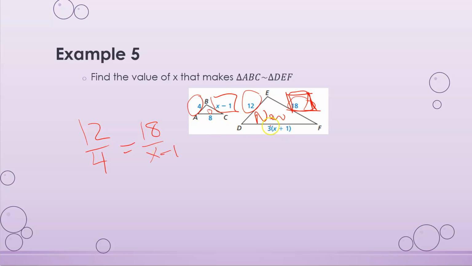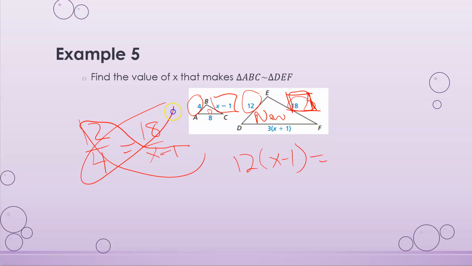I could use this bottom side, but then I'd have 2 x's in the equation and it would make it a little bit harder. So I'm going to pick the side with just one set. So I want to cross multiply. Then I have 12 times x minus 1 equals, over here, I have 4 times 18. On my left side, I want to distribute. I have 12x minus 12.